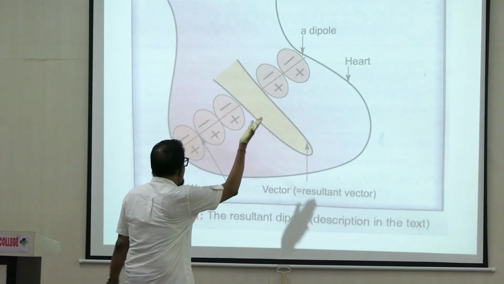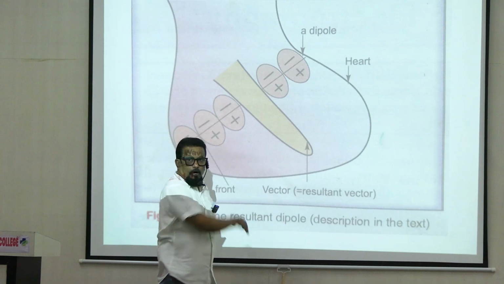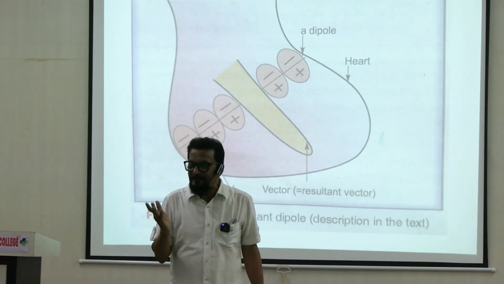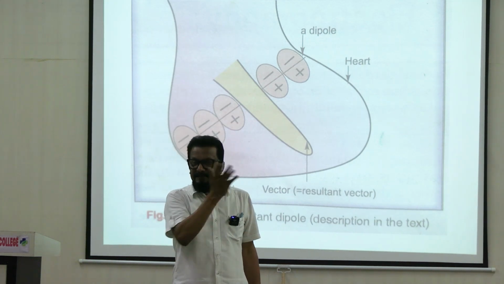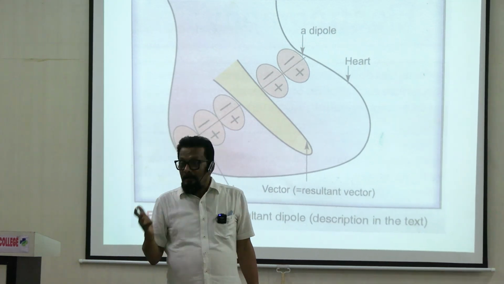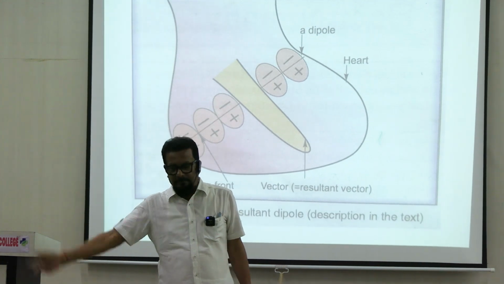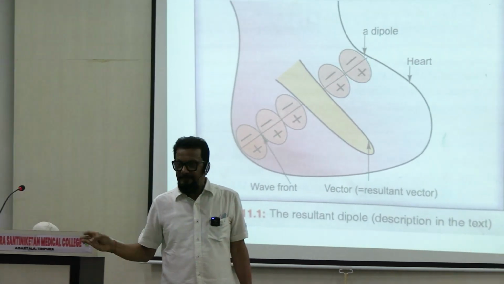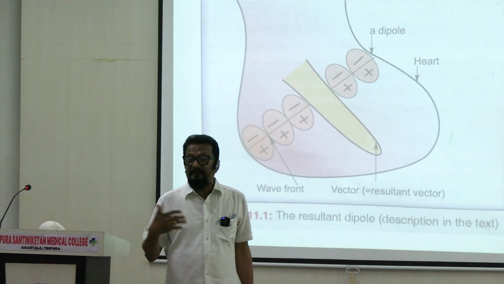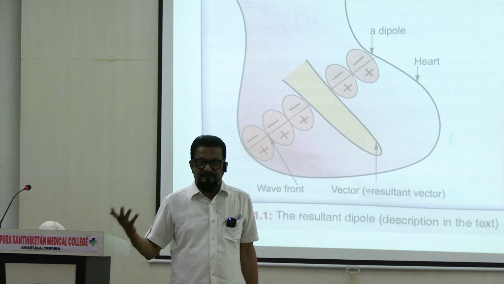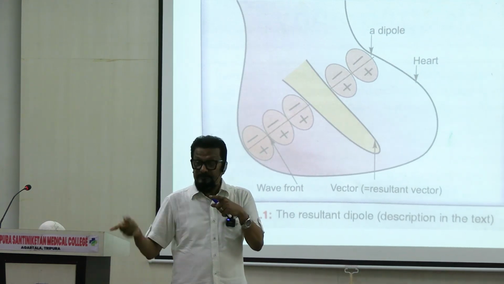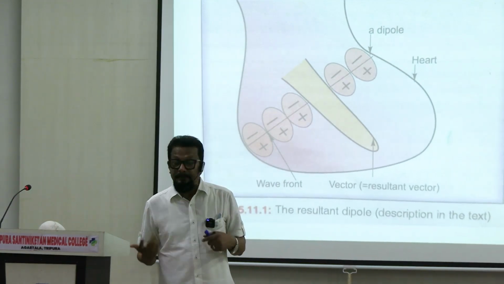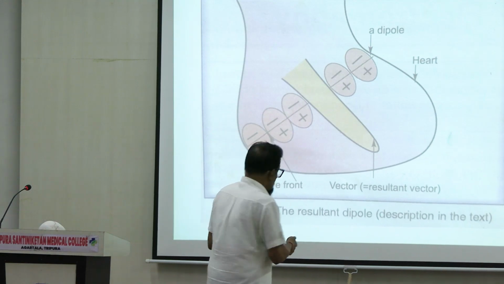When the AV node is blocked, we call it AV block. Now the ventricle is completely dissociated from the SA node, so it is complete heart block. We will discuss it in my next class. There are different types of heart blocks: first degree, second degree, and third degree heart block. We will also discuss different types of arrhythmias, and we will elaborate on coronary myocardial infarction and coronary ischemia, which are very important.